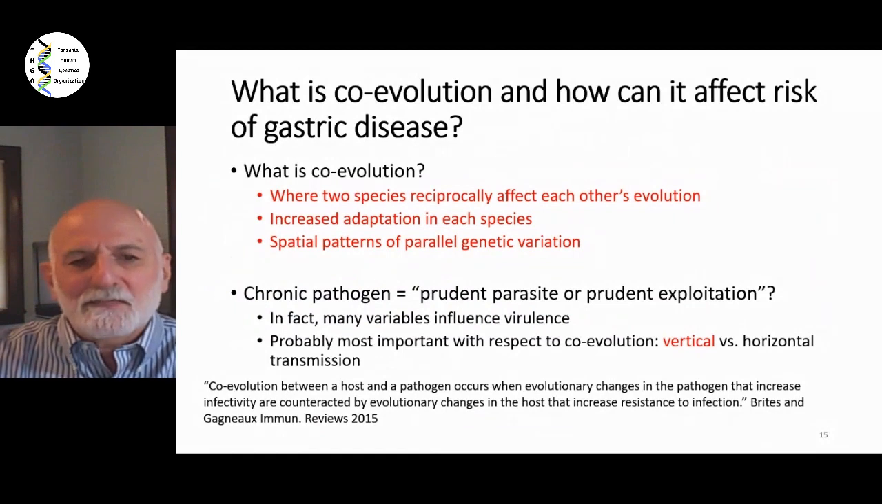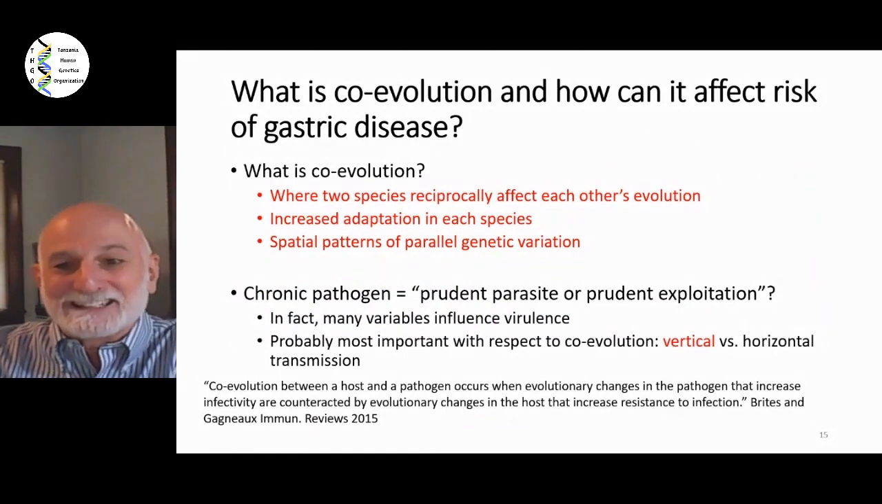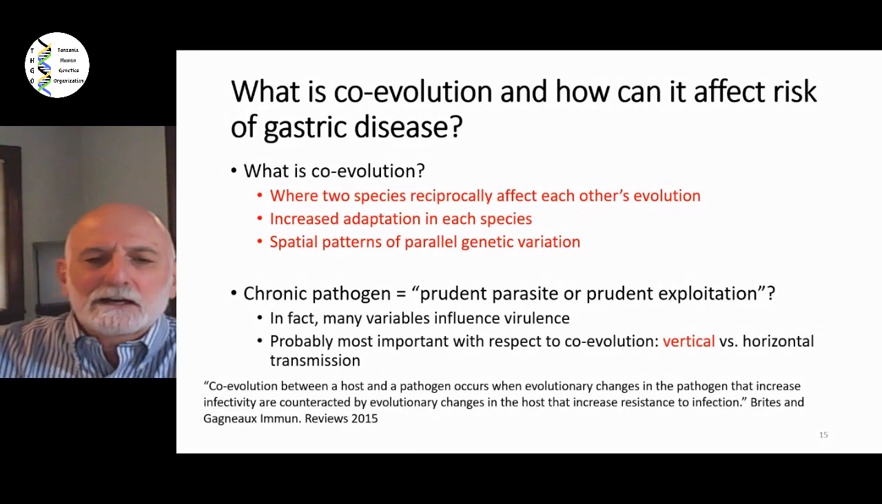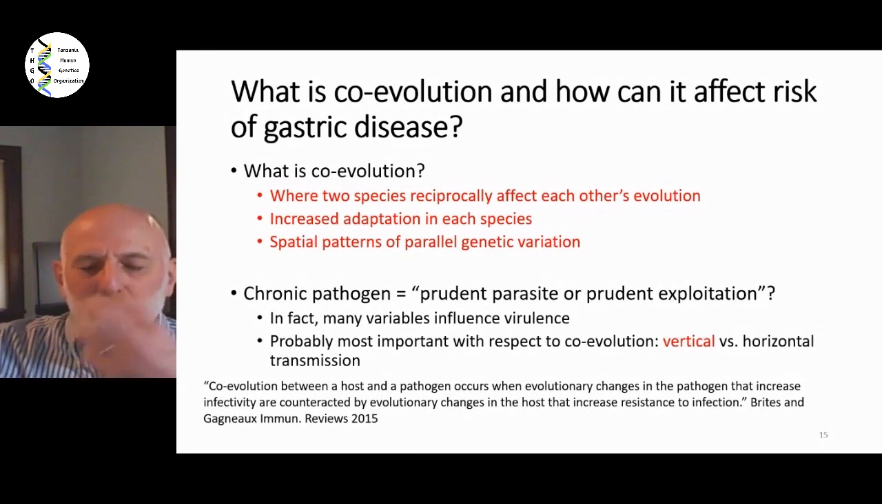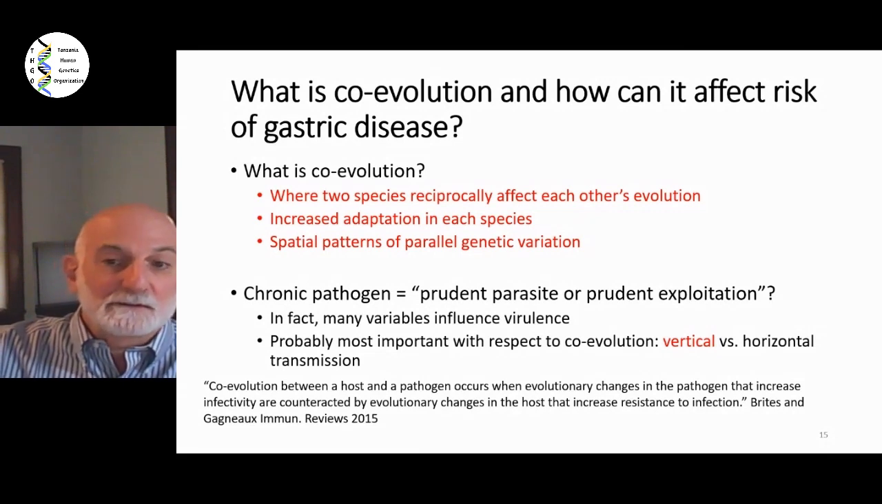So one way of looking at this is there's a chronic pathogen, which is a prudent parasite, or it prudently exploits the host. There are many variables that affect the virulence, but one that we're going to talk about is this concept of vertical versus horizontal transmission. Vertical would be parent to offspring. In this case, it's mother to child historically for H. pylori, versus picking it up from the environment.